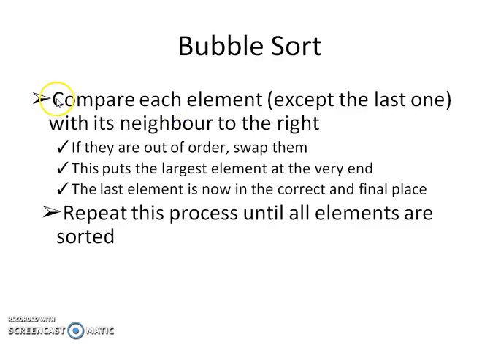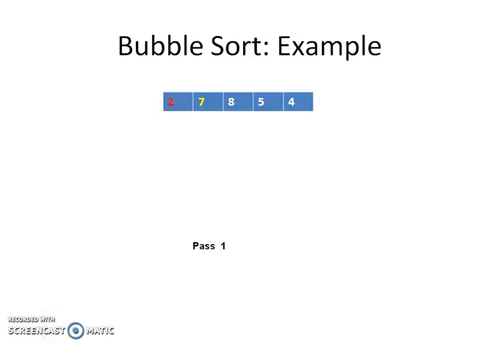In the bubble sort technique, we compare each element of an array with its neighbor to the right. If they are out of order, then we swap them. This puts the largest element at the very end. The last element is now in the correct and final position, and then we repeat this process until all elements are sorted. Now we will discuss bubble sort with an example.